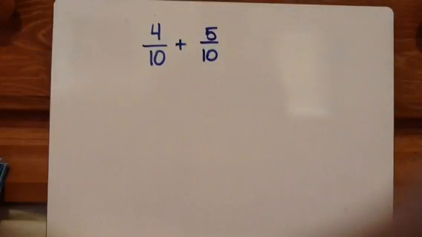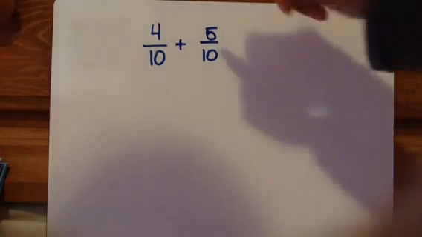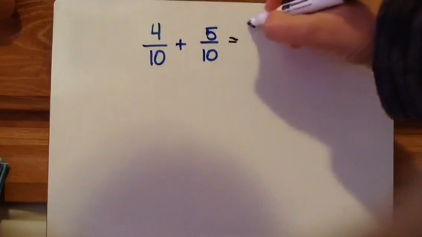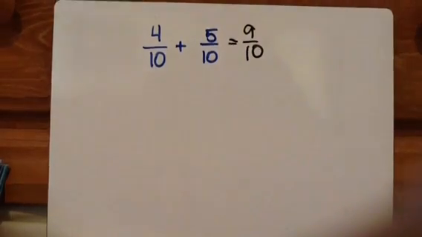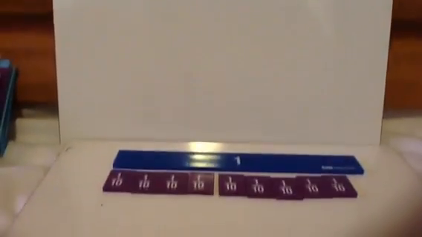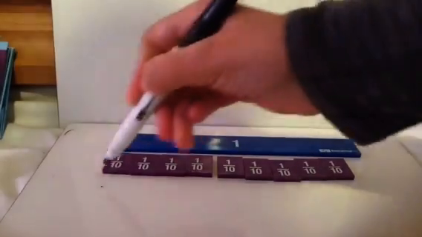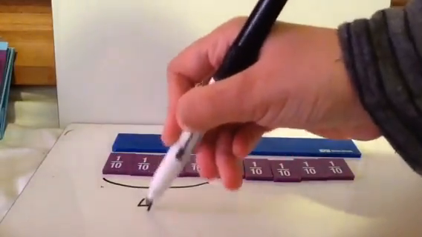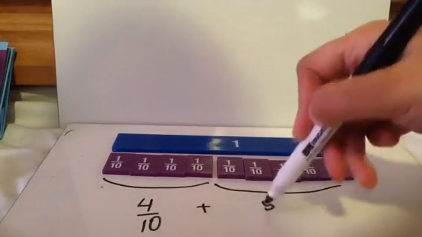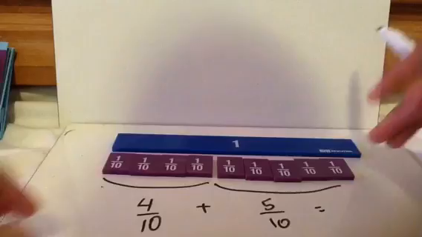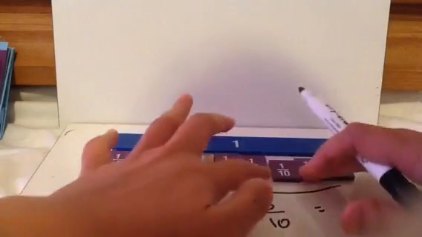Let's look at another example. 4/10 plus 5/10. So, without even looking at pictures, you know from my other video that you just add the numerator and you keep the denominator the same. So, looking at models, we have 4/10 right here plus 5/10 here. And that explains why I have 9/10 all together.